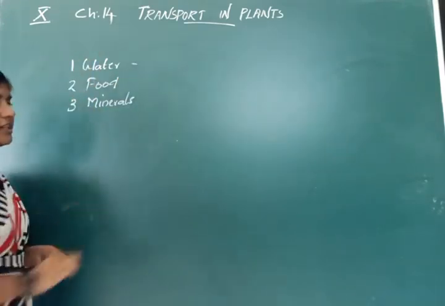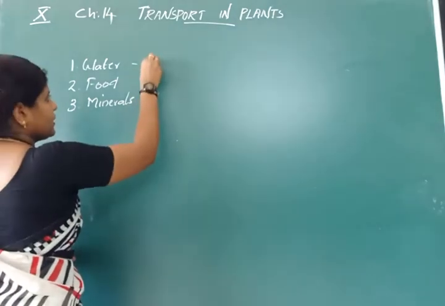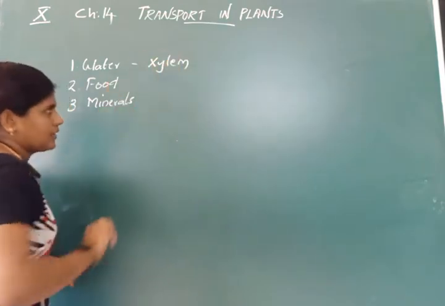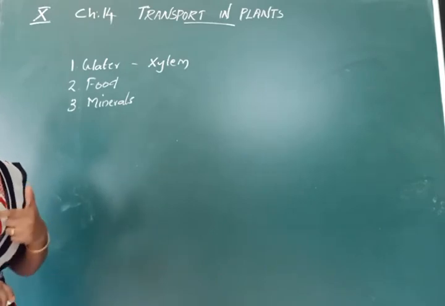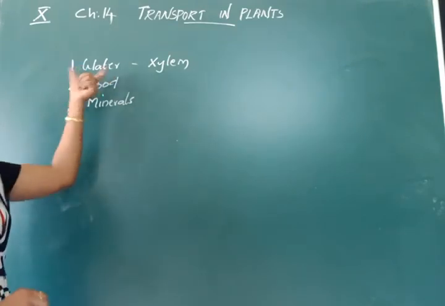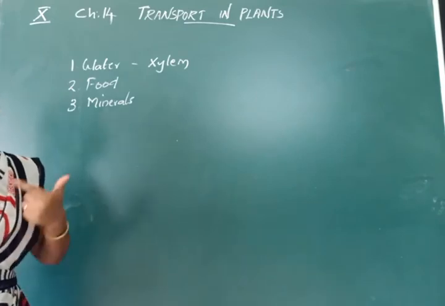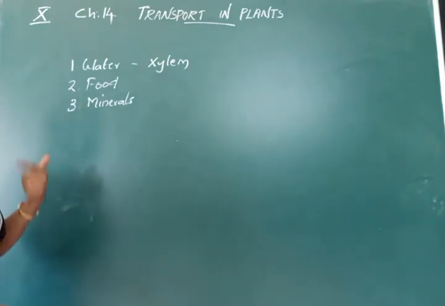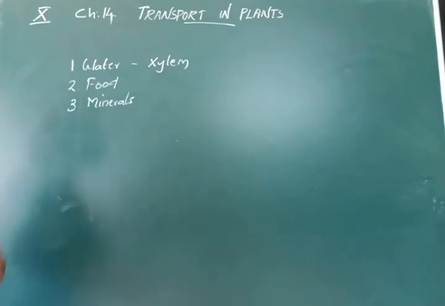Water is transported to different parts of the plant body through the tissues called xylem. Xylem helps in the transport of water from roots to different parts of the plant body. The water present in the soil is absorbed by the roots, and this root-absorbed water is transported to the xylem tissues, and with the help of xylem tissues it is transported to different parts of the plant body.